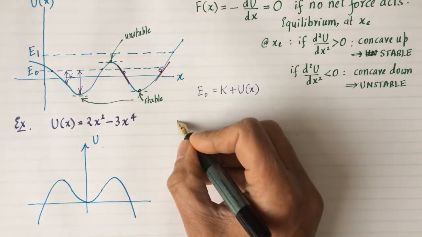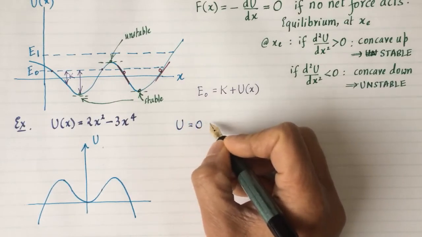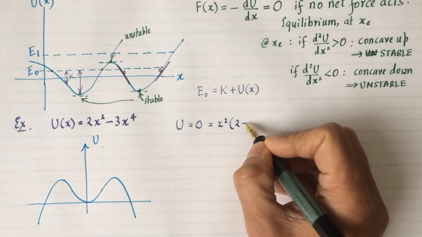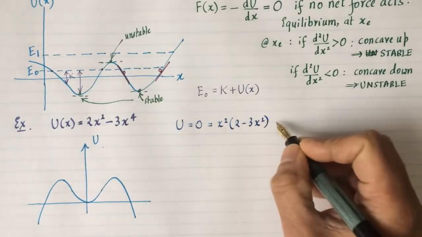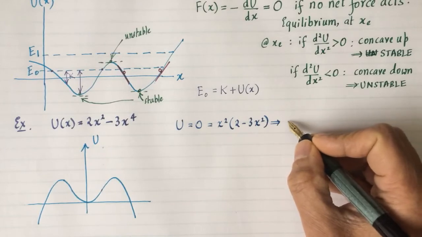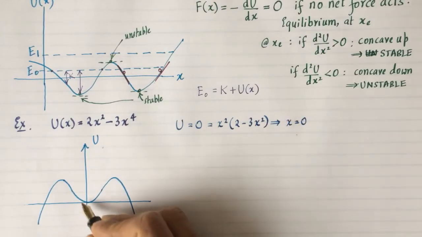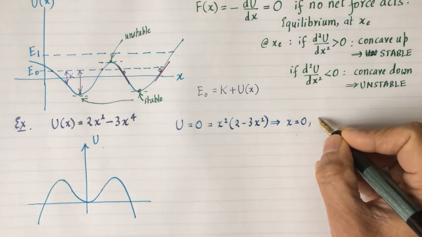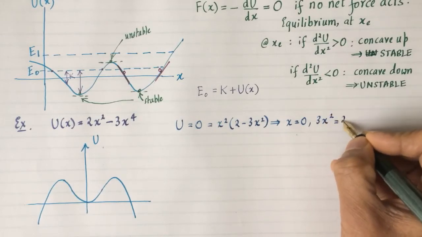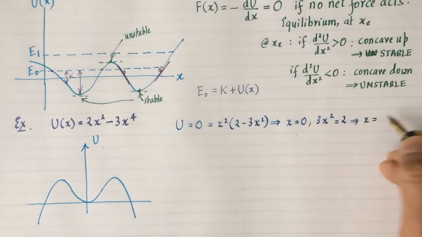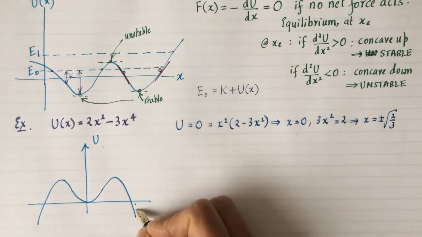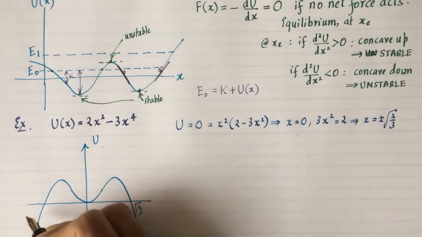So the intersection will occur when u is equal to 0, and that's given by x squared times 2 minus 3x squared. So the potential is equal to 0 at x equals 0. There's a double root there, which means that it's going to be concave up like that. And then when 3x squared is equal to 2, which means that x equals plus or minus root 2/3. Let me mark those points. Root 2/3.